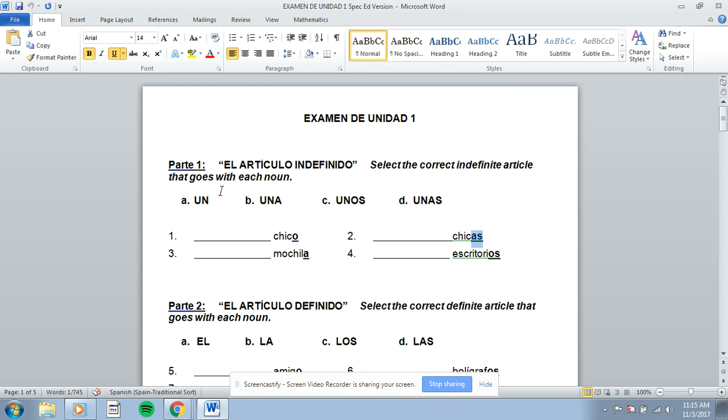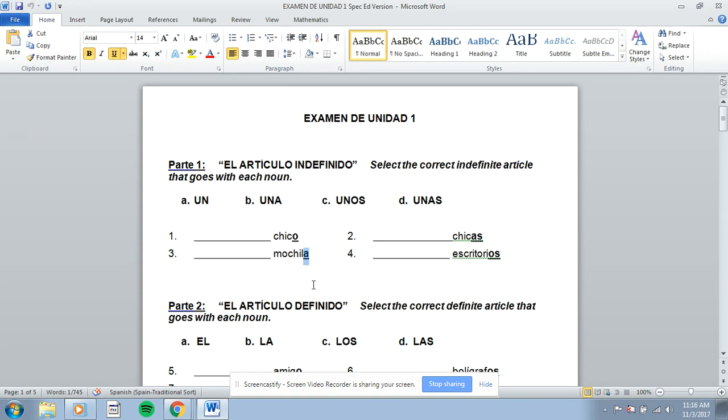So you want to pick the one up here that would match that one, which would match the gender and the number, so feminine and plural. So pick A, B, C, or D. Número tres is the word mochila. It ends in an A, so it's feminine and it's singular. So pick either un, una, unos, or unas, A, B, C, or D, to match mochila.